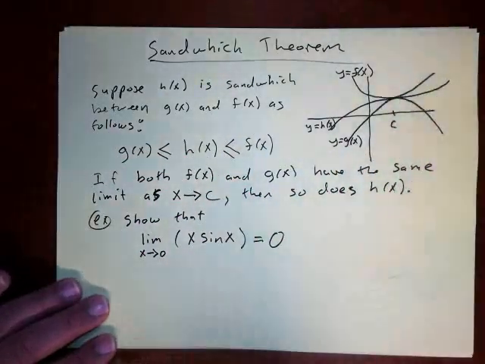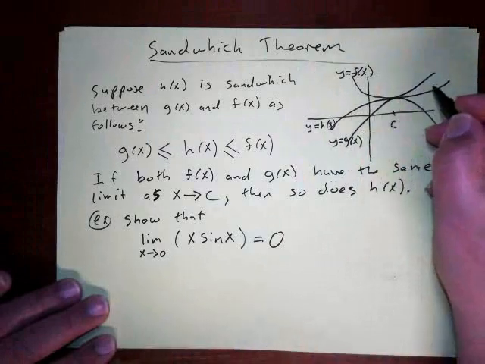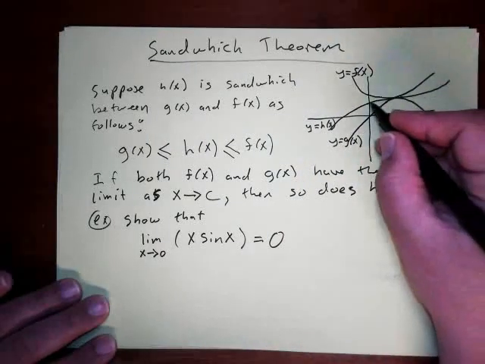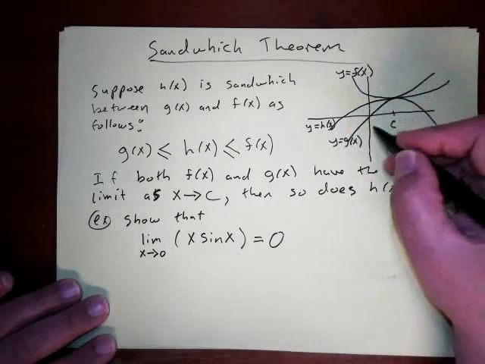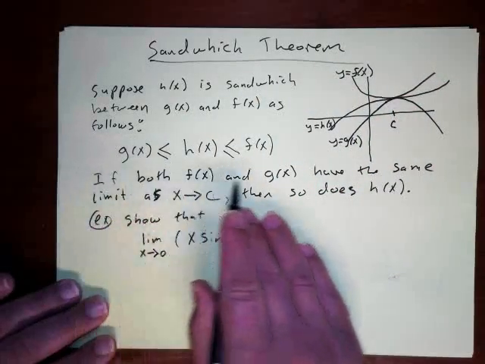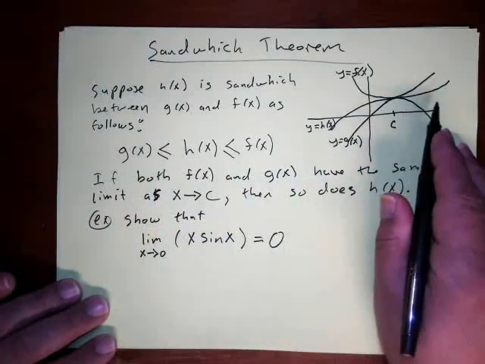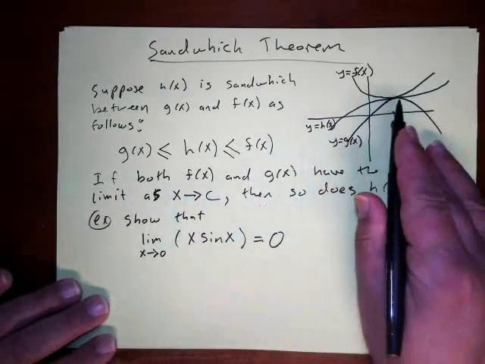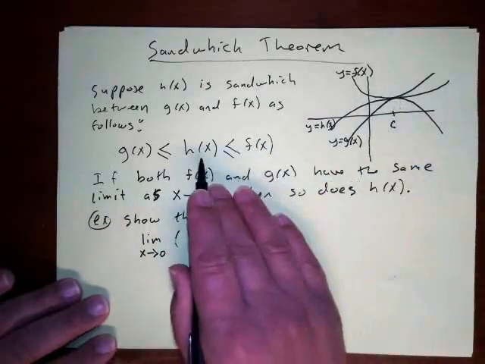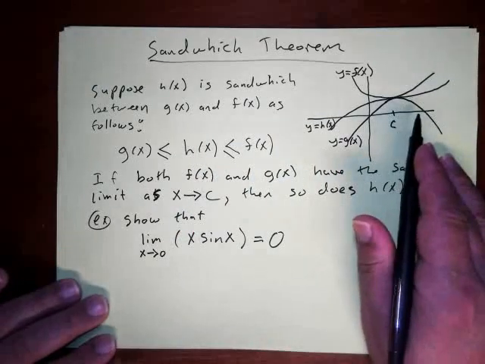Sometimes they call this the squash theorem, because h of x is squashed between these two. So the point here is if both f of x and g of x have the same limit as x approaches c, then h of x also has to have the same limit.